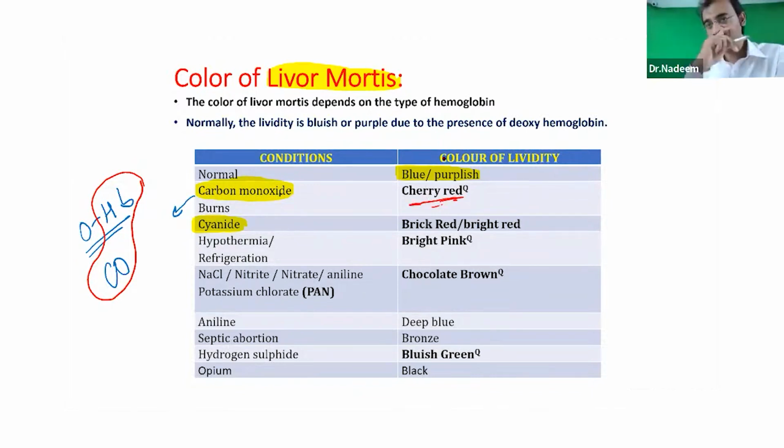Cherry red color. Because of this, there will be hypoxia. Which type of hypoxia? There will be anemic hypoxia, right?